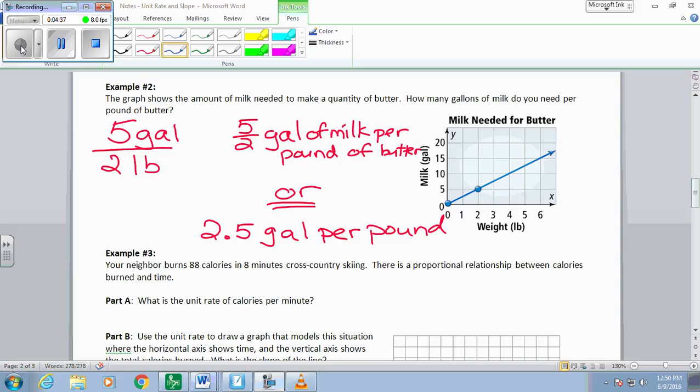We're back. I just wanted to show you 2 different ways that you could answer this question. They're not specifically asking for it to be in a rate or unit rate. So if you had answered 5/2 gallons of milk per pound of butter, that would be considered a unit rate. Or somebody could say, well, I now want to change it. Instead of saying 5/2 gallons of milk per pound of butter, maybe I do want to just change that to 2.5, 2 5/10 gallons per pound. Either answer there would be acceptable.